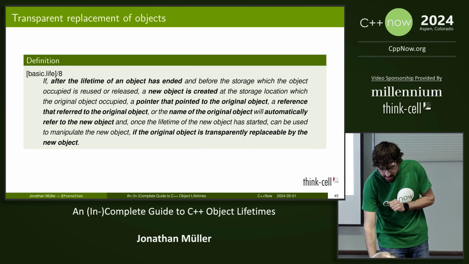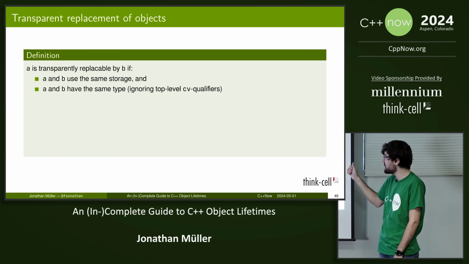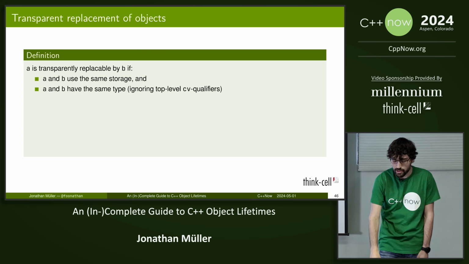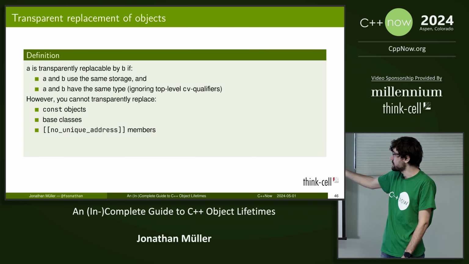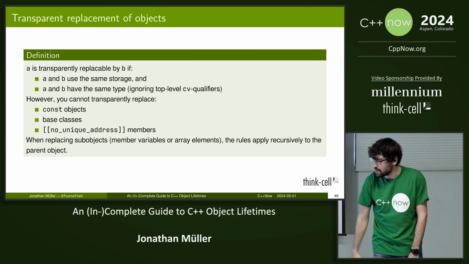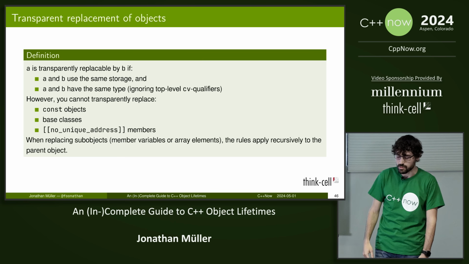So what does transparently replaceable mean? The definition is complicated, but essentially A is transparently replaceable by B if A and B use the same storage, A and B have the same type, ignoring top-level cv qualifiers, and we don't have const objects, base classes, or non-unique address members. And then when you have a sub-object, it transitively goes to the parent one.